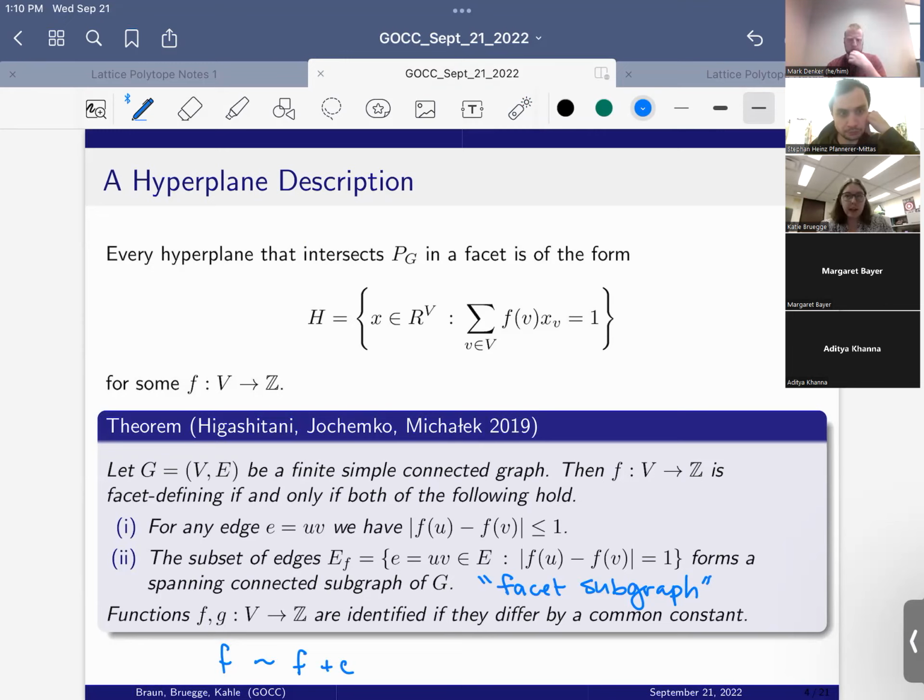If we can find all of the appropriate integer labelings of the vertices, then we can figure out how many facets there are. But constructing these from scratch is kind of difficult in general, right? You can't just throw an integer labeling at the graph and expect it to meet the conditions. So we have some help from a theorem from a couple years ago that gives us more information about what these facet subgraphs have to look like.